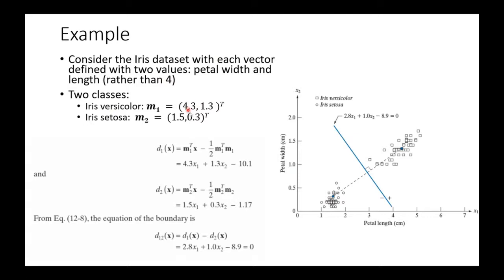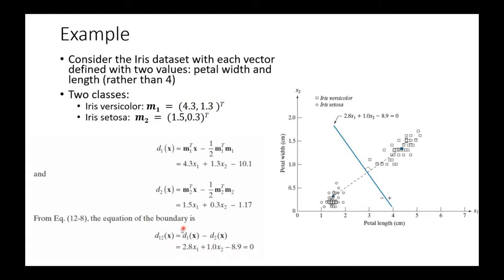So getting only the petal width and length, the mean values of these feature vectors will be the mean value of the petal width for class 1, which I'm calling the iris versicolor class. So the mean vector will be the mean value of the petal width and the mean value of the petal length. And for the iris setosa as well, it will be the mean value of the petal width and the mean value of the petal length. Now we just apply that equation for the versicolor here, substituting the values, and for the iris setosa.